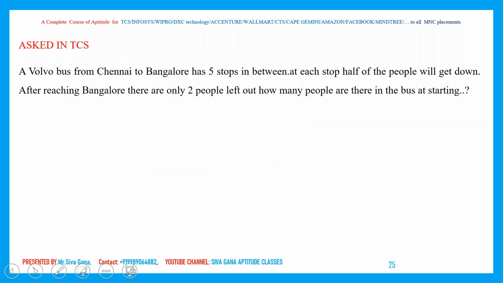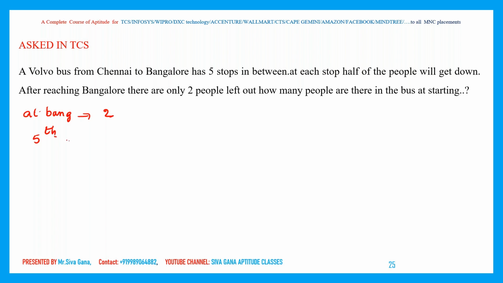A Volvo bus from Chennai to Bangalore has 5 stops in between. At each stop, half of the people get down. After reaching Bangalore, there are only 2 people left. How many people were in the bus at the start? If we take it in a reverse way, at Bangalore, 2 are left. This is the 5th stop.